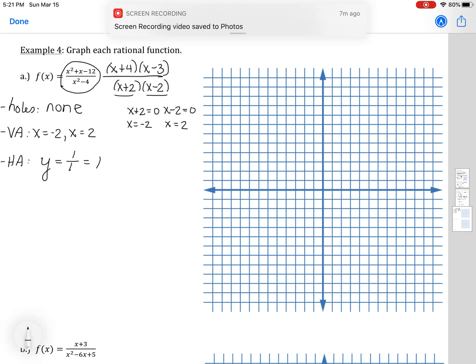And then when it comes time for graphing, you have all important bits of information. Asymptotes are going to be dotted lines. So you're going to go to x equals negative 2 and x equals positive 2. So here's negative 2, and you're going to make yourself a dotted line. These are vertical, so they go up and down.